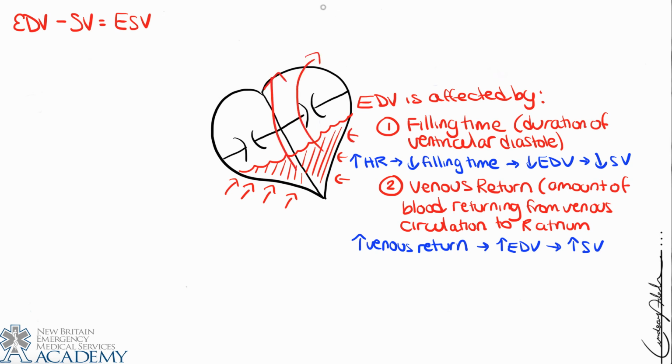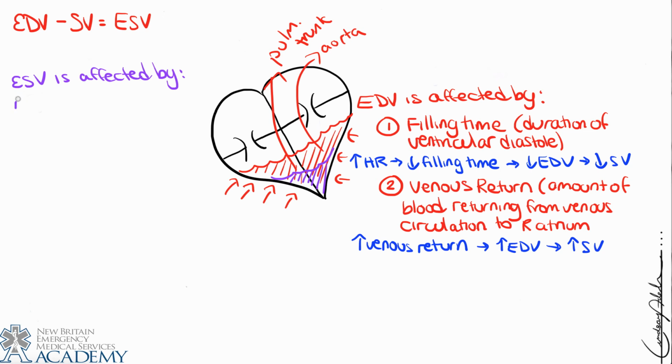Now let's fast forward a little bit. So we have ventricular contraction. We're going to push the blood out through the pulmonary trunk and the aorta, and then what we're going to have left is the ESV. So let's consider the things that can affect the ESV.